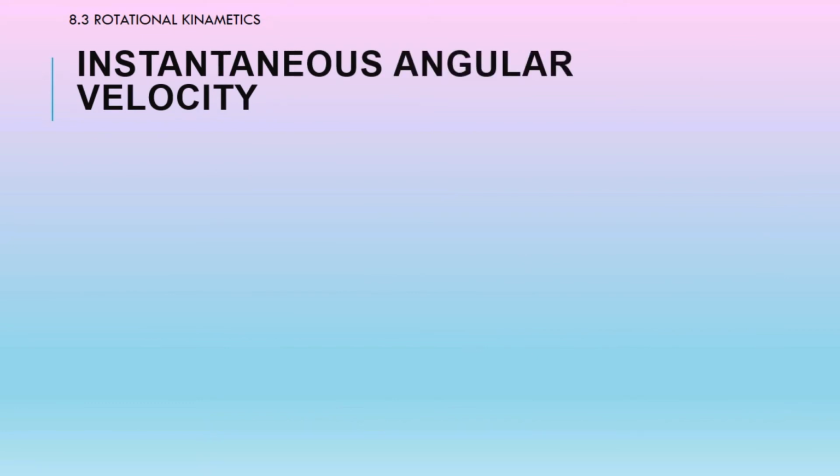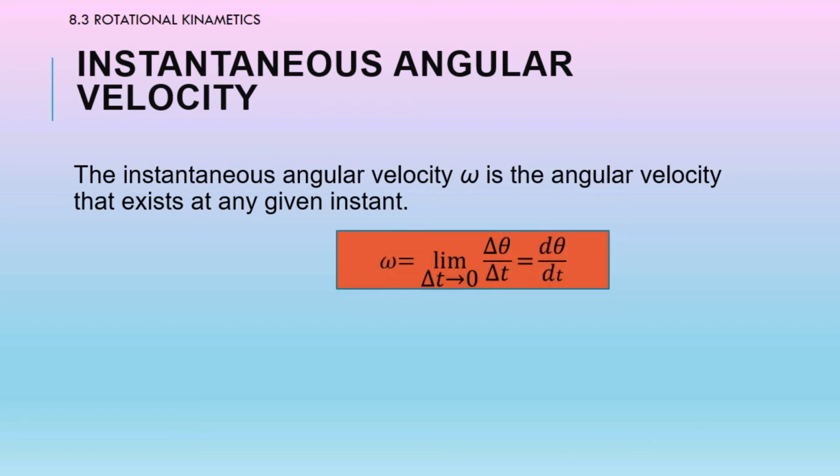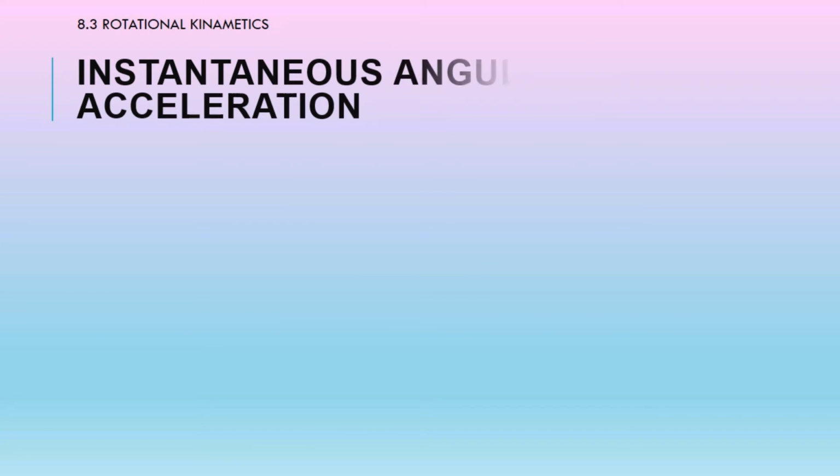Instantaneous angular velocity. The instantaneous angular velocity, omega, is the angular velocity that exists at any given instant or at any given point. The formula of instantaneous angular velocity is given by omega equal to d theta over dt. It refers to angular velocity at point A or angular velocity at time t.